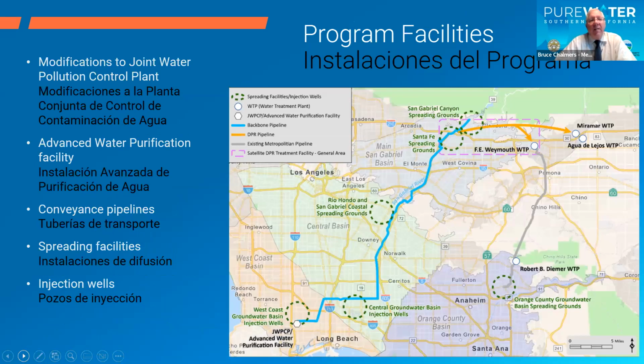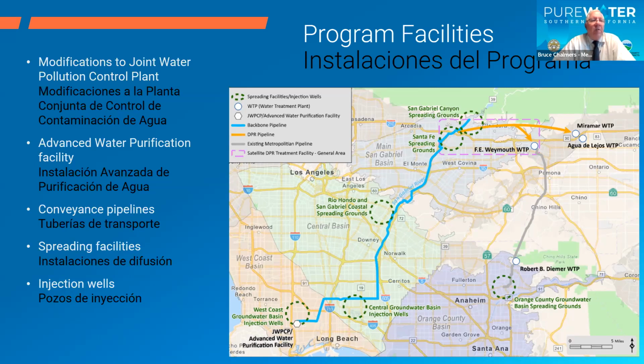This slide gives you an idea of the facilities that will be needed for our program. There will be modifications to the Joint Water Pollution Control Plant in Carson. There will be construction of a new advanced water purification facility next door. And then up to 60 miles of conveyance pipeline, shown in this figure as the blue line, which goes from Carson in the southwest to the Irwindale area in the San Gabriel Valley.